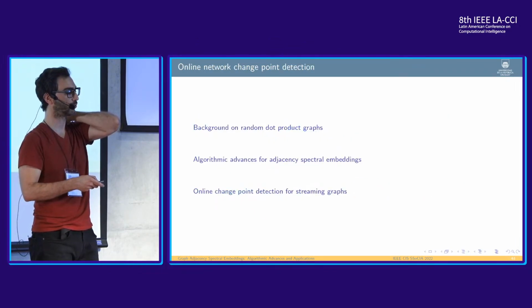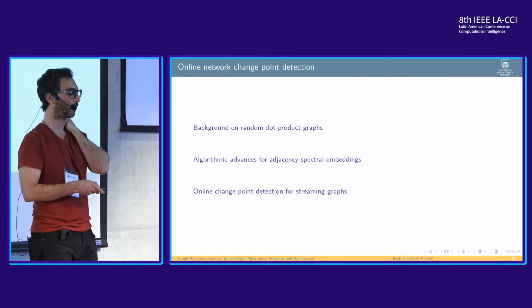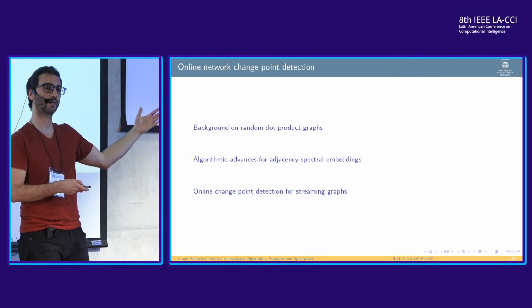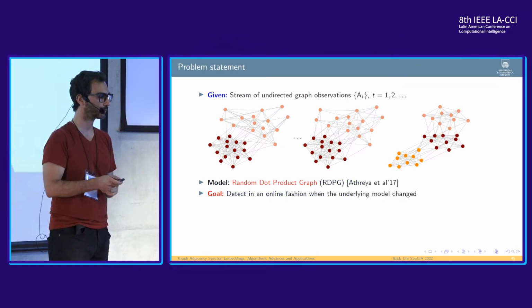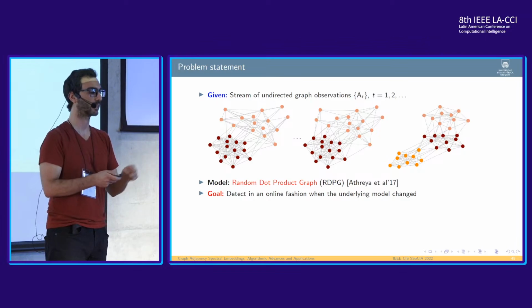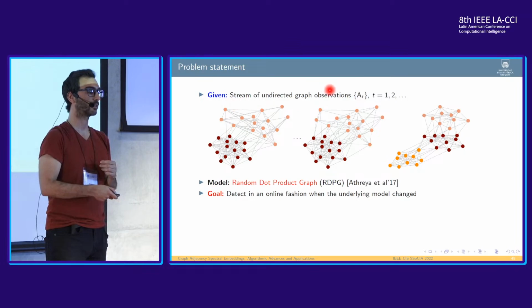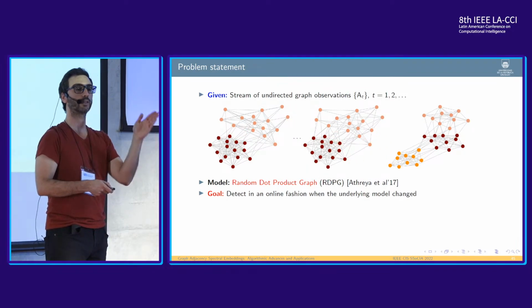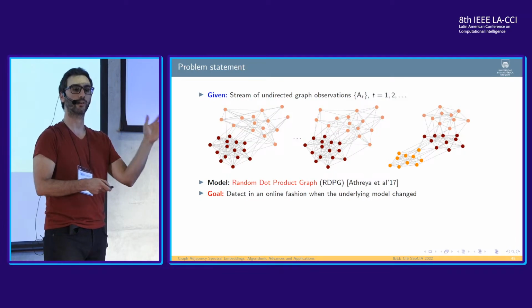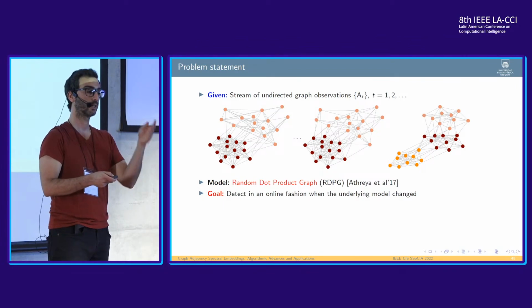But I will try to end with this other example of online change point detection for streaming graphs, which is very similar to the example I just covered with the Wi-Fi access points. Actually, I'm going to use exactly the same example in a couple of slides. So we have a stream of undirected graphs like this, and we model them via random dot product graphs, RDPGs, and the goal is to detect where the model changes.